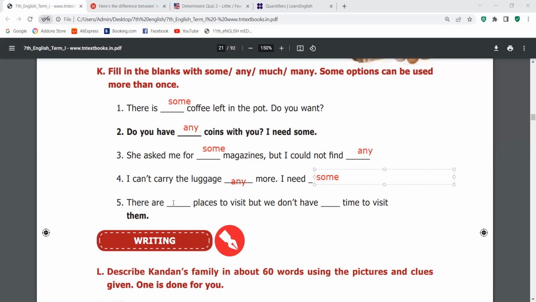There are dash places to visit but we don't have dash time to visit them. There are many places to visit but we don't have much time. We won't say we don't have many time with us. We don't have much time with us to visit them.